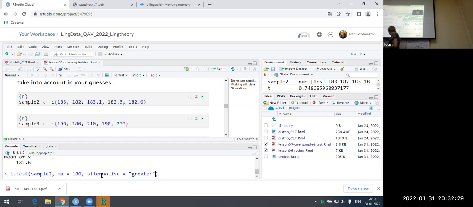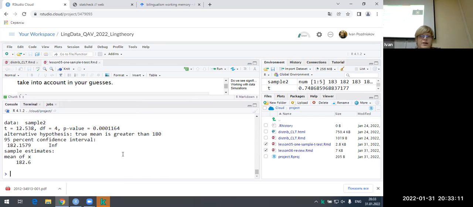It means that if you calculate the area beyond the empirical statistic, you actually need to calculate the same, symmetrical area from the other side of the distribution. And that means multiplying this area by two, and that's how t-tests are conducted by default. So if you explicitly say that your alternative hypothesis is that the true mean is greater than 180, it will not multiply your p-value by two. But if you don't say that, by default, it will multiply your p-value by two. It's quite a default option in statistics.